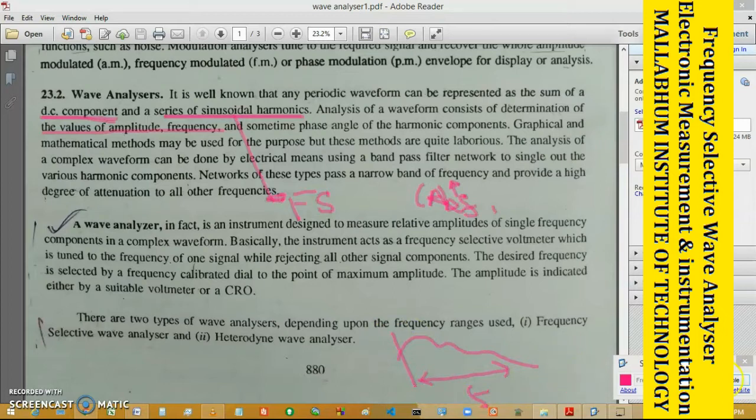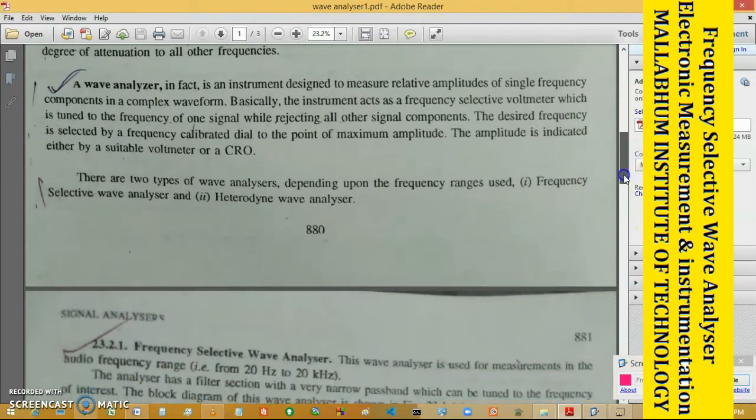Hope you get the difference between the wave analyzer and the spectrum analyzer, and what is the need of that and the function of both these two. And next, the classification of the wave analyzer goes in two sections. First one is the frequency selective wave analyzer, or the frequency selective voltmeter, you can say that. Its frequency range is low, that means audio frequency range.